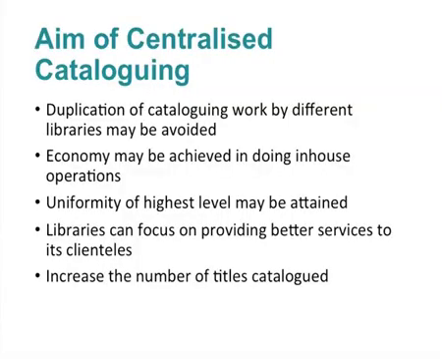Okay. Now, the third objective is that uniformity of the highest level may be attained. When you are doing centralized cataloging, uniformity can be achieved. Different libraries will have a similar kind of catalog, which eventually leads to creating a union catalog, or providing interlibrary loan services, or creating a common system from which the clients of different libraries can benefit. That is another aim and objective of centralized cataloging.